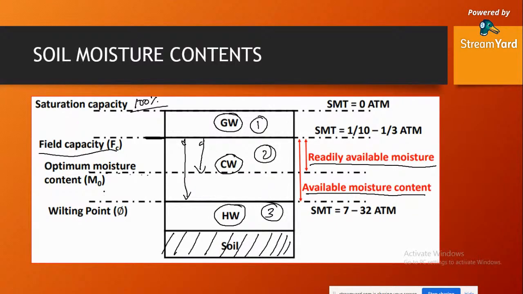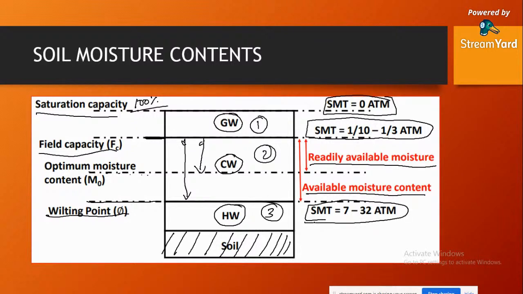Now you tell me, at saturation capacity the moisture content is very high, so obviously the soil moisture tension will be very low. I told you this is inversely proportional. Field capacity is a little less than saturation capacity, so here the tension increases: soil moisture tension is 1/10 to 1/3 atmosphere. And at the permanent wilting point, if the moisture content goes below this line, the plant will wilt and die. Here the soil moisture tension will be more because the plant has to apply much more force per unit area to extract the moisture.